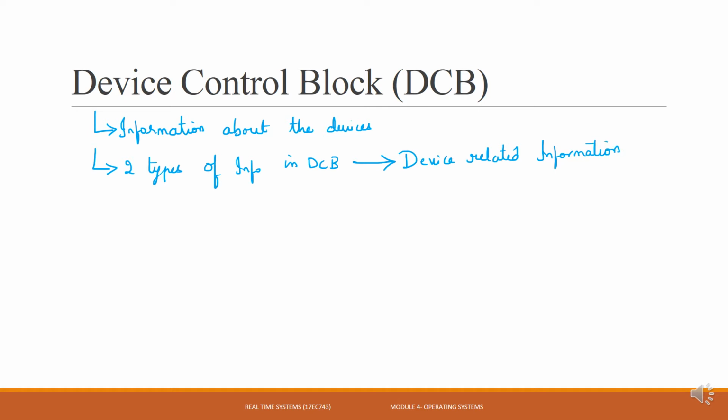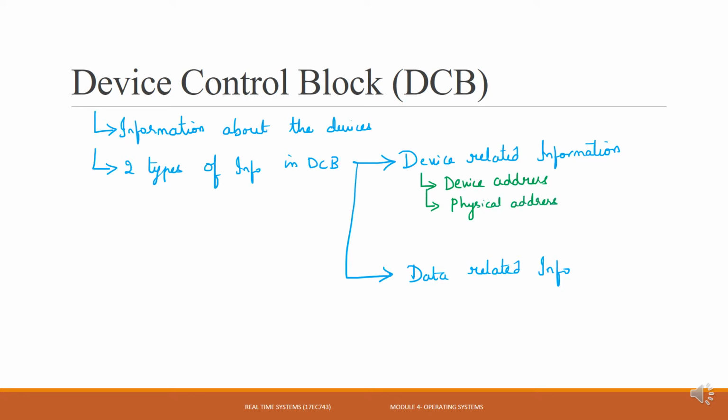DCB is nothing but device control block, okay? And we can also get data related information. When I say device related information, what does that mean? You can get information about the device address and physical address of the device, and device status information, type of the device and so on, ISR address and so many other pieces of information.